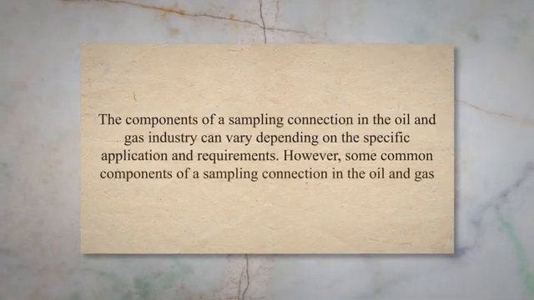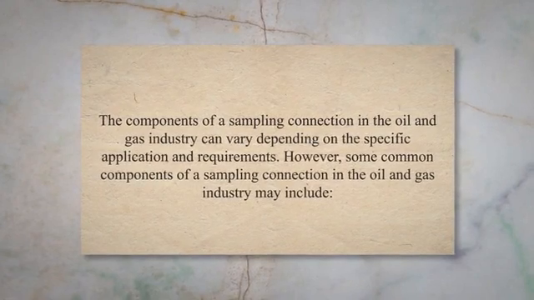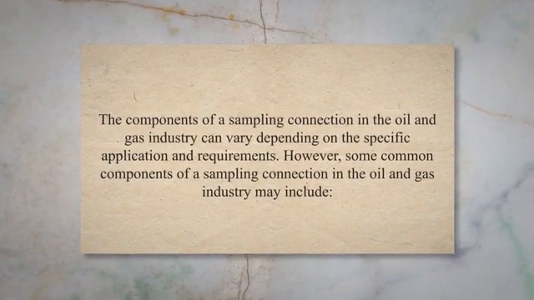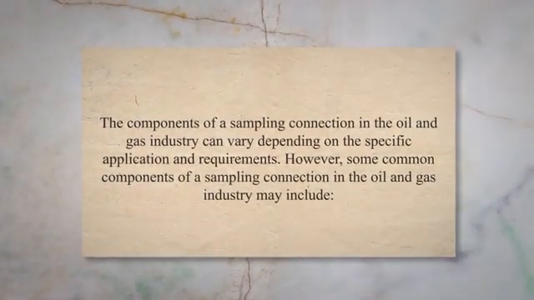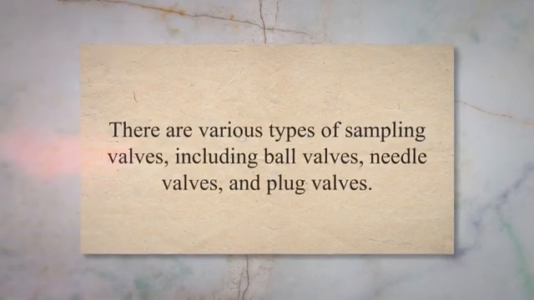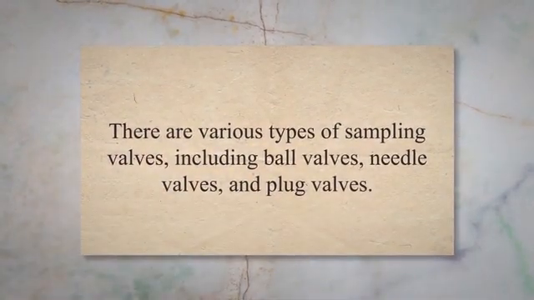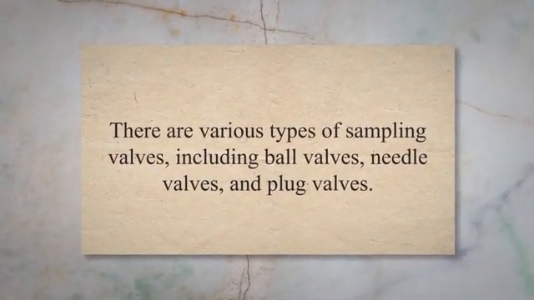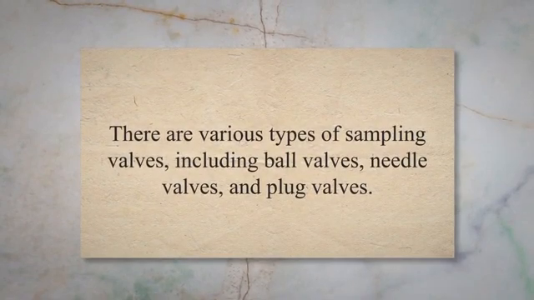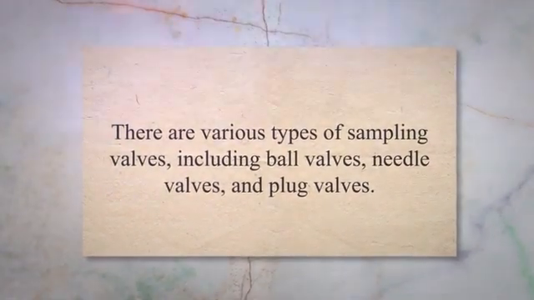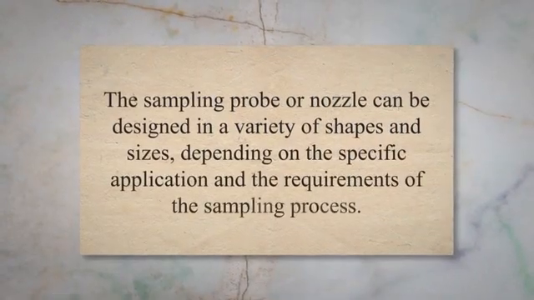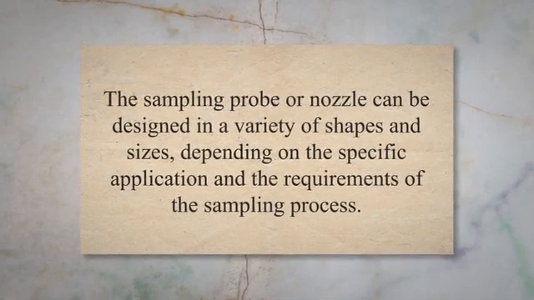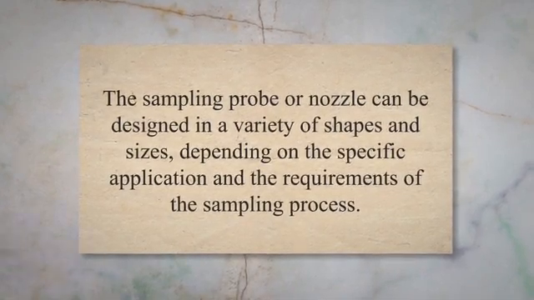The components of a sampling connection in the oil and gas industry can vary depending on the specific application and requirements. However, some common components of a sampling connection in the oil and gas industry may include: Sampling valve. This is the main component of the sampling connection and allows for the control of fluid or gas flow through the connection. There are various types of sampling valves, including ball valves, needle valves, and plug valves. Sampling probe or nozzle. This component is used to extract a representative sample of the fluid or gas from within the pipeline.